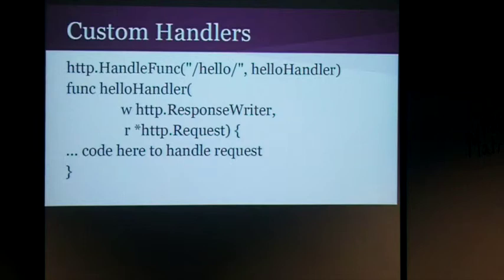So what happens is if the URL came in starting with /hello, it would invoke the hello handler function. Every handler function gets 2 parameters. One's a response writer and one is a pointer to the request. The little star there just means it's a pointer. The variable name is w for the response writer and r for the request. And so then you've got full access to the request.